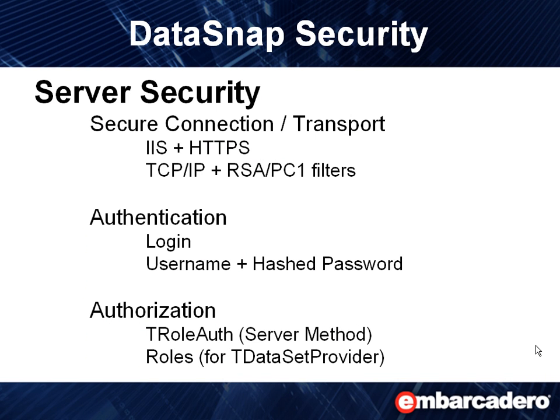DataSnap server security consists of a number of topics. First of all, we need to make sure we have a secure connection, the transport. This can be ensured by using IIS with HTTPS or by using TCP/IP with RSA and PC1 encryption filters. Second point is authentication, login, where you get a username and, in our case, a hashed password. And the third topic of DataSnap security is authorization. Who can do what? DataSnap offers role-based authorization. But we'll start with authentication now.